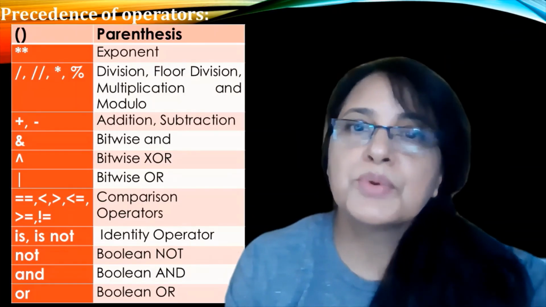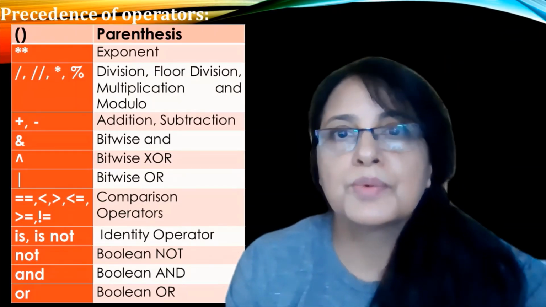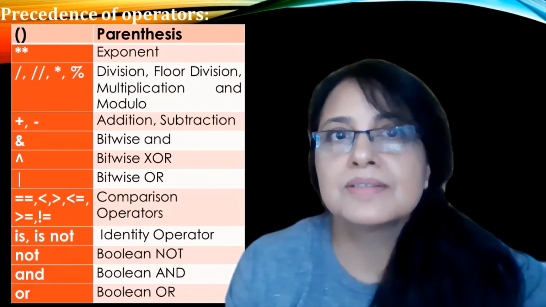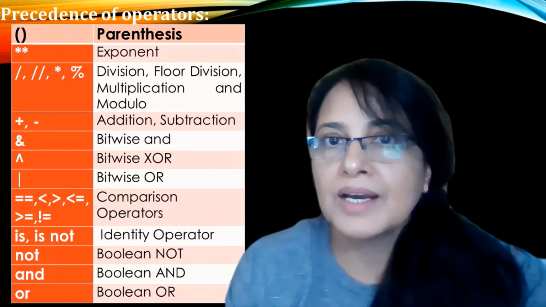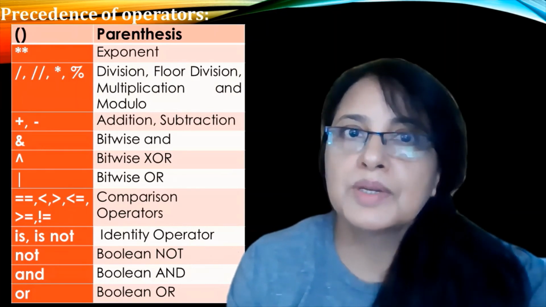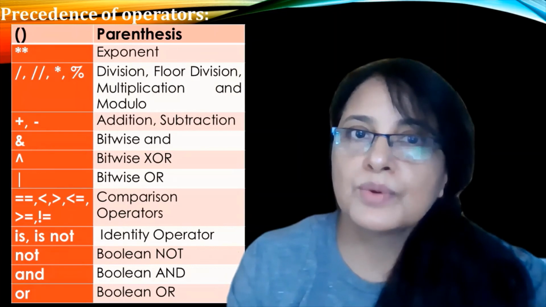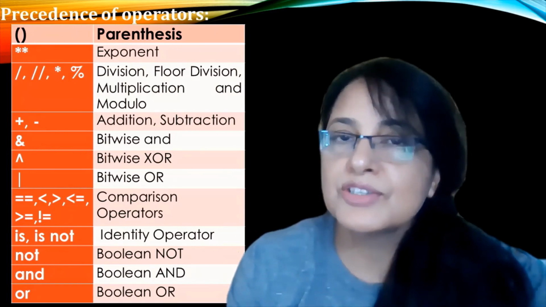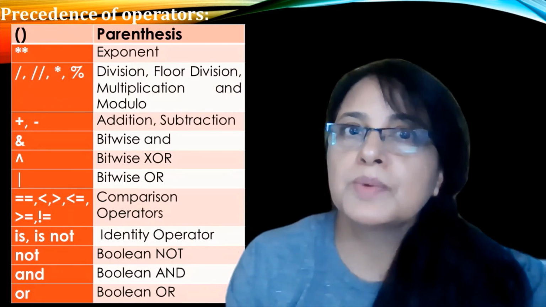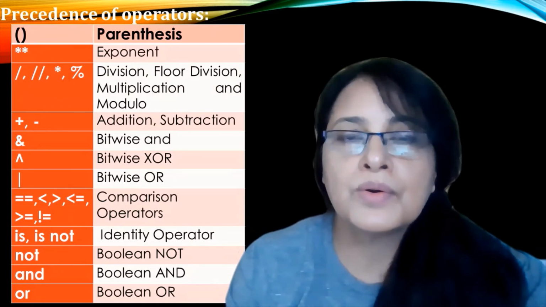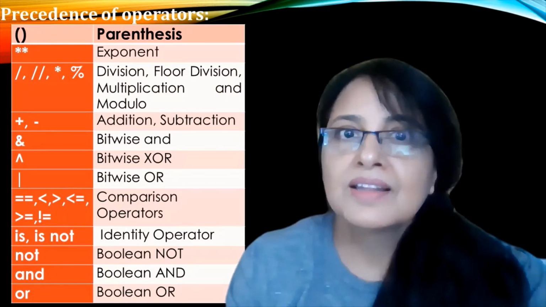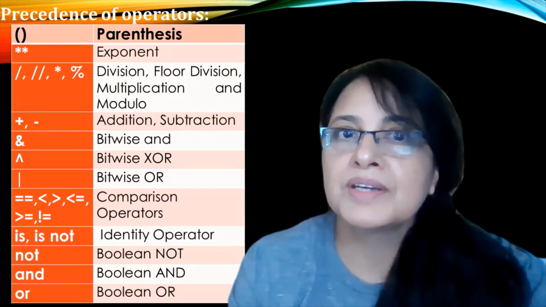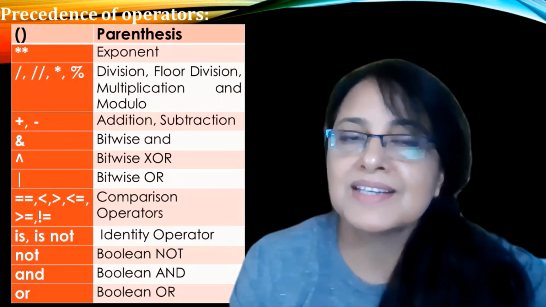In any programming language, it's important to know the precedence of operators. In Python, the precedence is parentheses on the highest priority, exponent comes next, division, floor division, multiplication, and modulo come next. Then there's addition and subtraction. The bitwise AND, XOR, OR operators are next. Then we have comparison operators, followed by identity operators, and the Boolean not, AND, and OR.